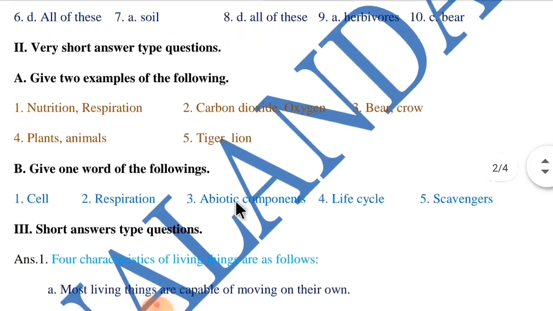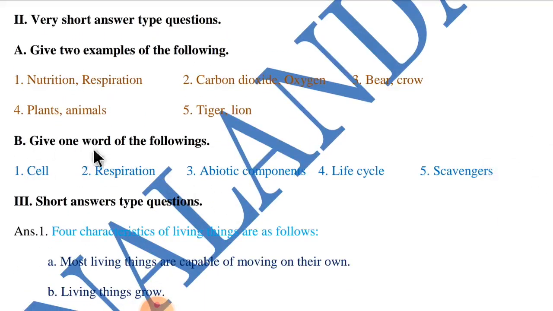Let's learn question B now. Give one word for the following. The first one is the smallest living structure that is able to function independently. That is called cell. The process by which living things use oxygen to release energy from food. That is called respiration.